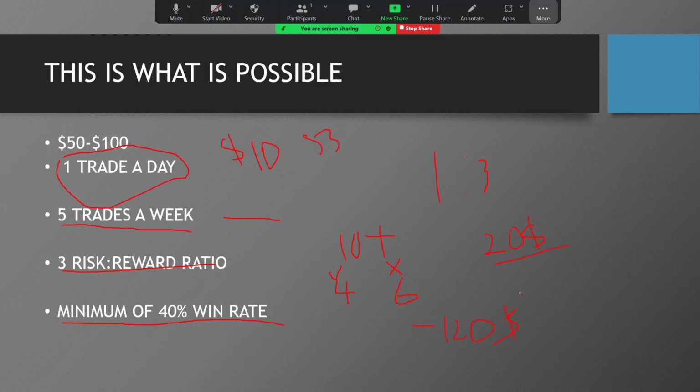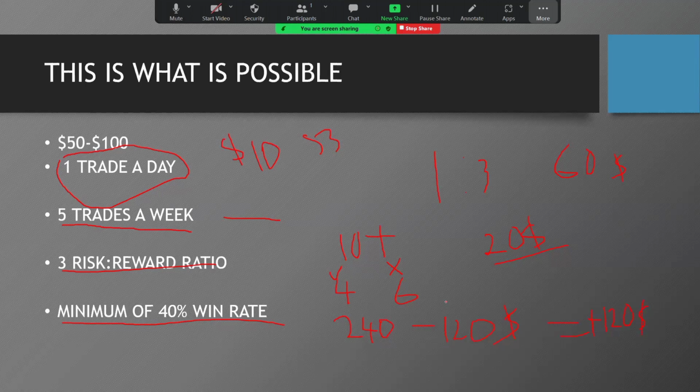You've lost $150 on a losing trade. Now, for every trade you win, it is 1 to 3 risk to reward, so we are winning $60. You are letting the trade eat TP, and you are winning $60, right? 60 times 4 is what? 240. 240 minus 120 is what? Plus $120 profits.